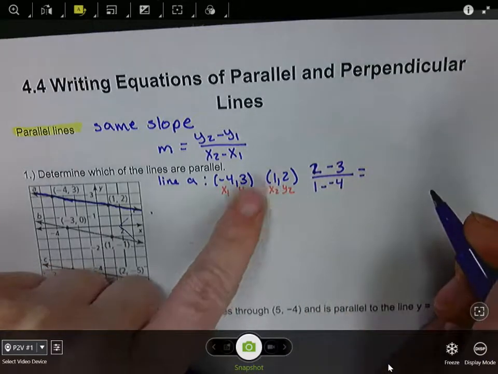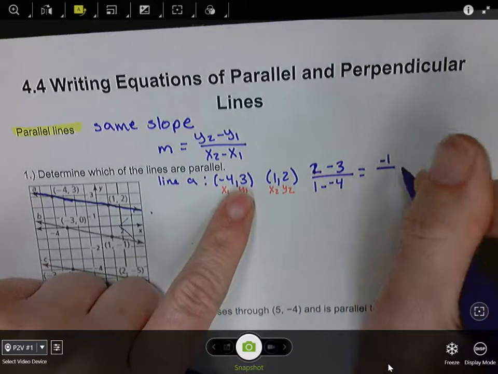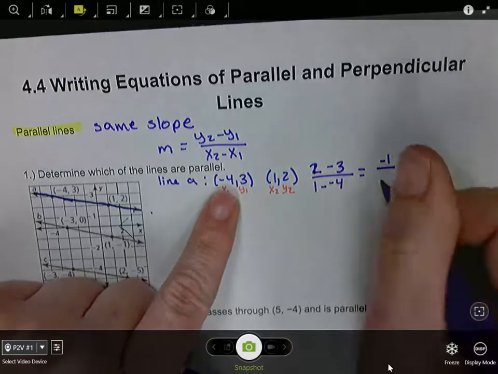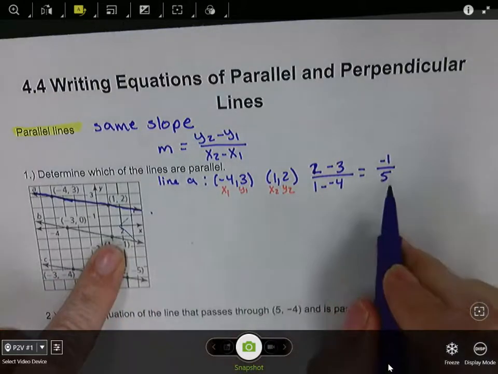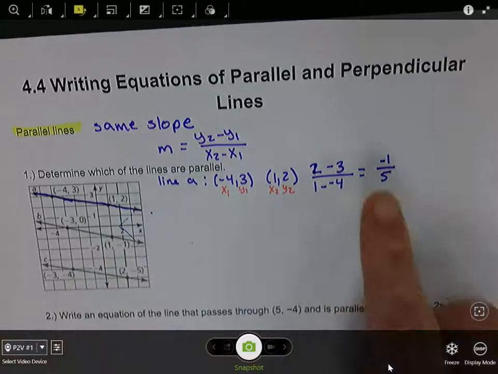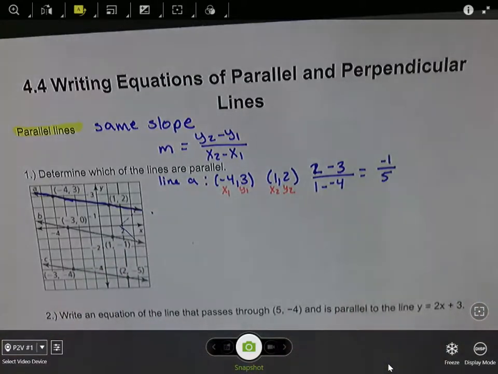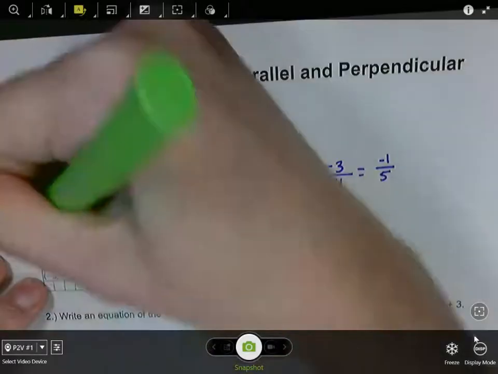Okay, so 2 minus 3 is negative 1, and 1 minus negative 4 would be positive 5. So the slope of line A is negative 1 over 5. And you want to make sure you reduce, and negative 1/5 is reduced. All right, let's look at line B. Line B is this line here.